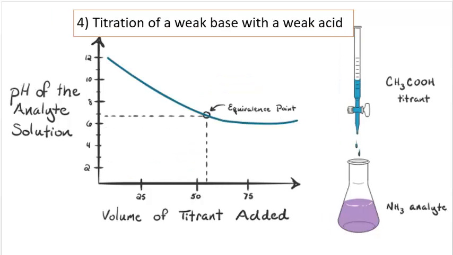Titration of weak base with a weak acid. As we can see, ammonia is the analyte and acetic acid is the titrant. The curve is completely changed. It starts from up and moves down. The equivalence point is nearly 7 as they are both weak, acid and base.